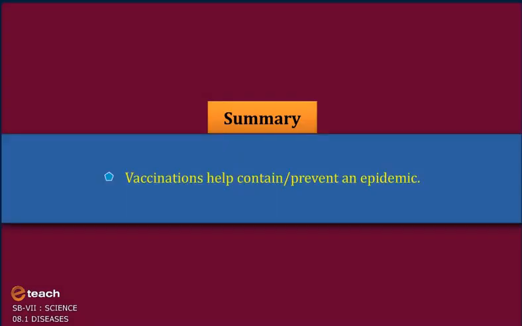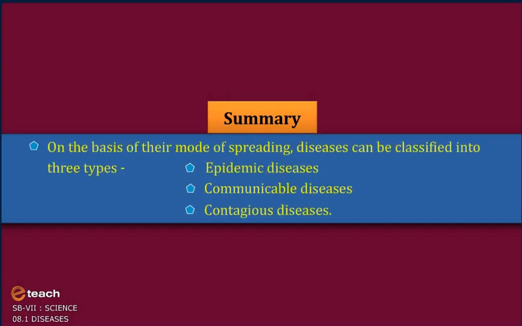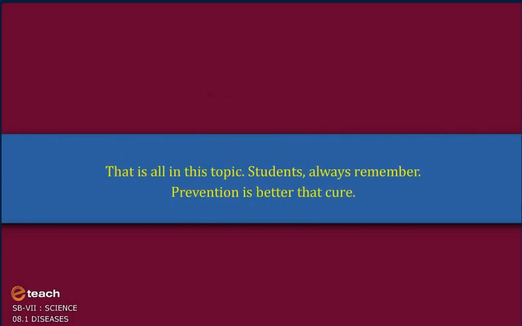Summary: vaccinations help contain and prevent an epidemic. On the basis of their mode of spreading, diseases can be classified into 3 types: epidemic diseases, communicable diseases, and contagious diseases. That was all in this topic, students. Always remember, prevention is better than cure.